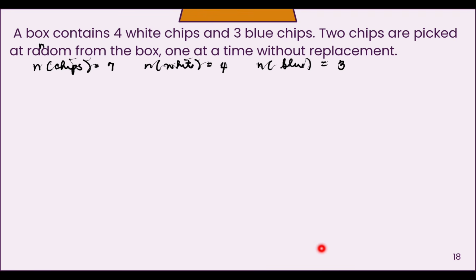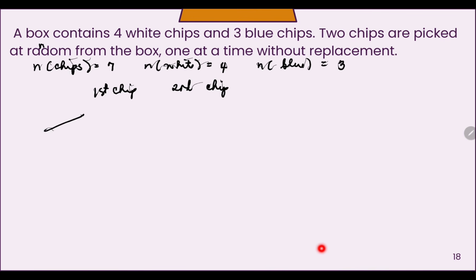Remember, this is considered as dependent events because of the words without replacement. So let's come up with a probability tree diagram. First chip, and then we have here the second chip.